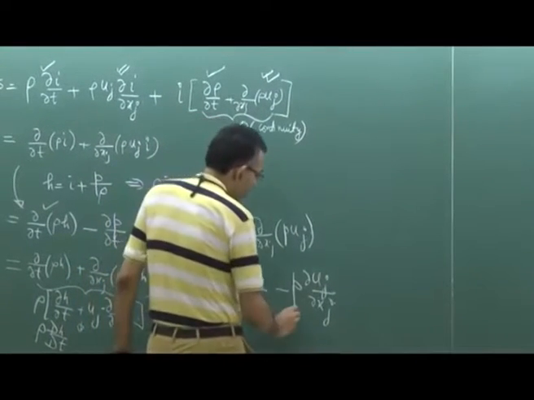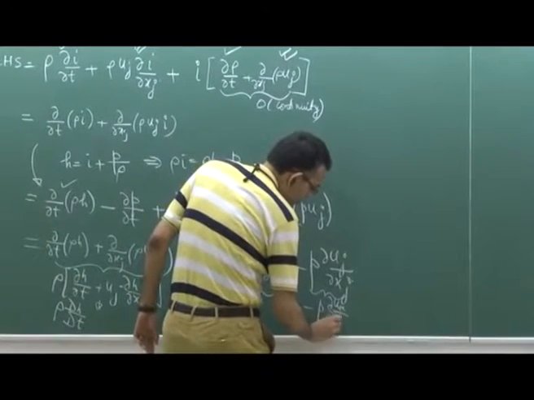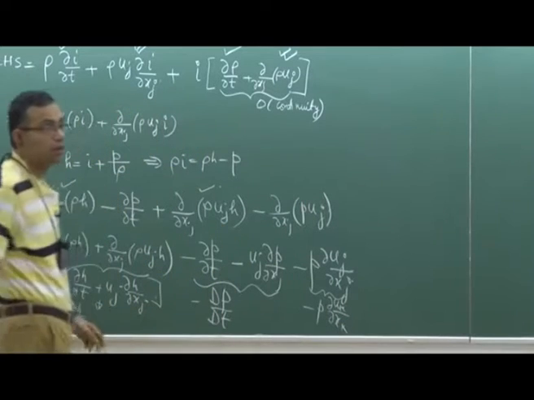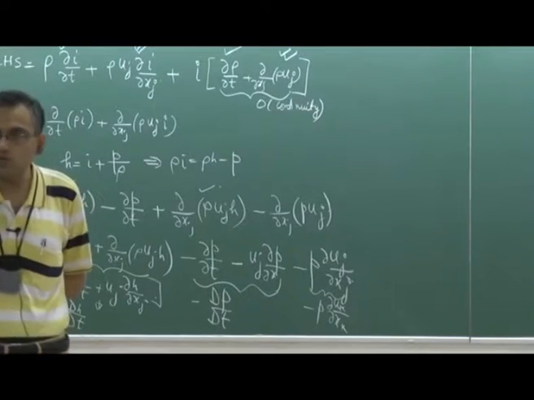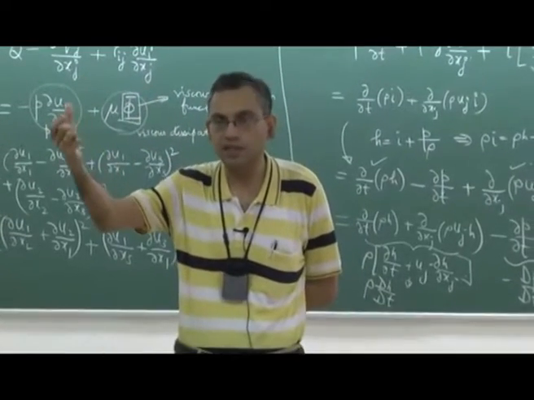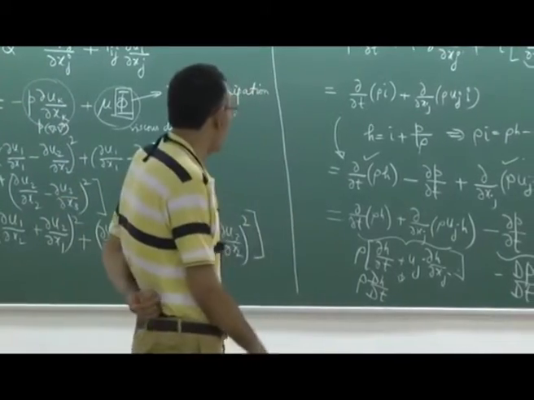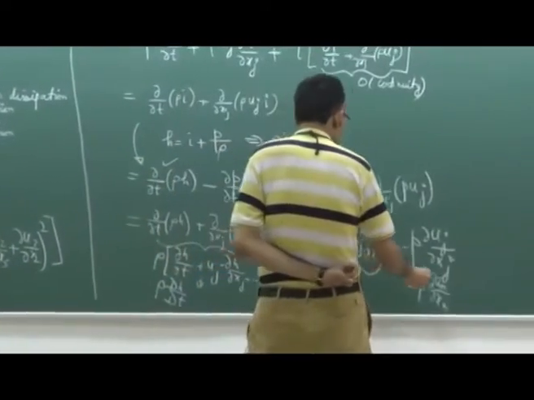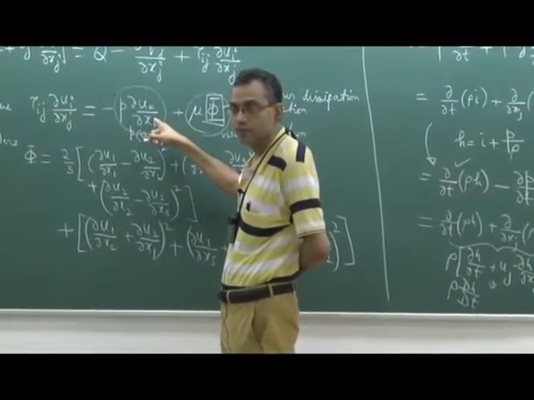And this term you can write as minus P del U_k del x_k, with the understanding that del U_j del x_j is equal to del U_k del x_k. Del U_j del x_j is del U_1 del x_1 plus del U_2 del x_2 plus del U_3 del x_3. So it does not matter whether you use j, k, l, m, whatever. Why I have written it this way is because this term gets cancelled with the corresponding term on the right hand side.